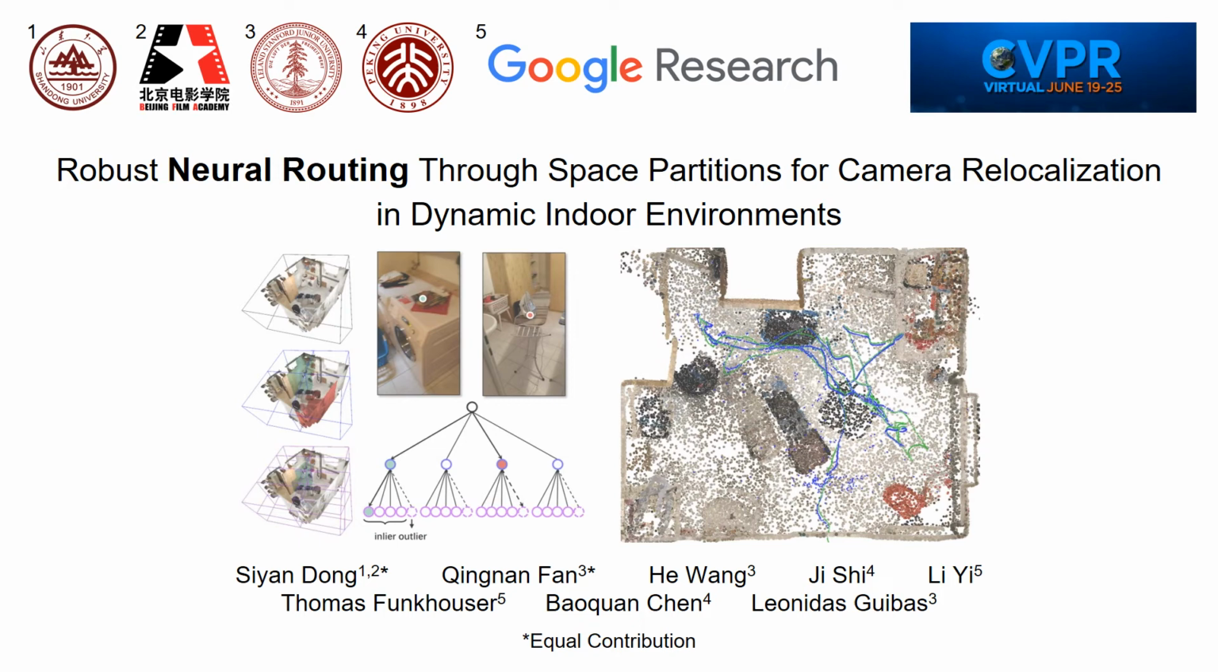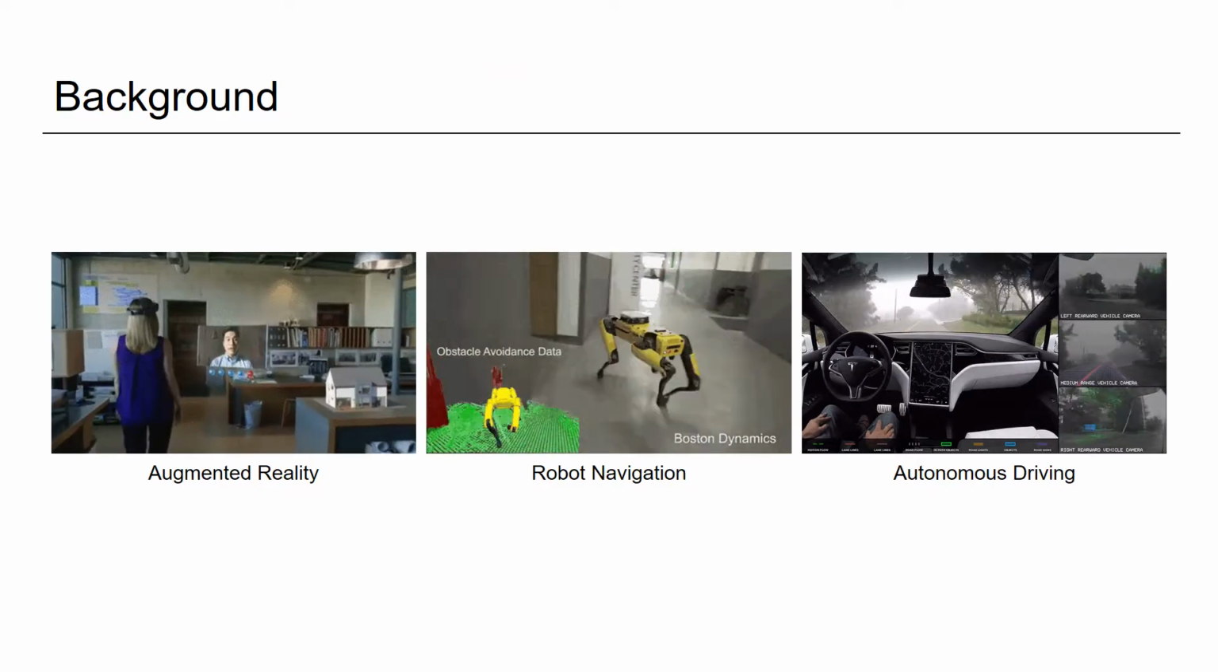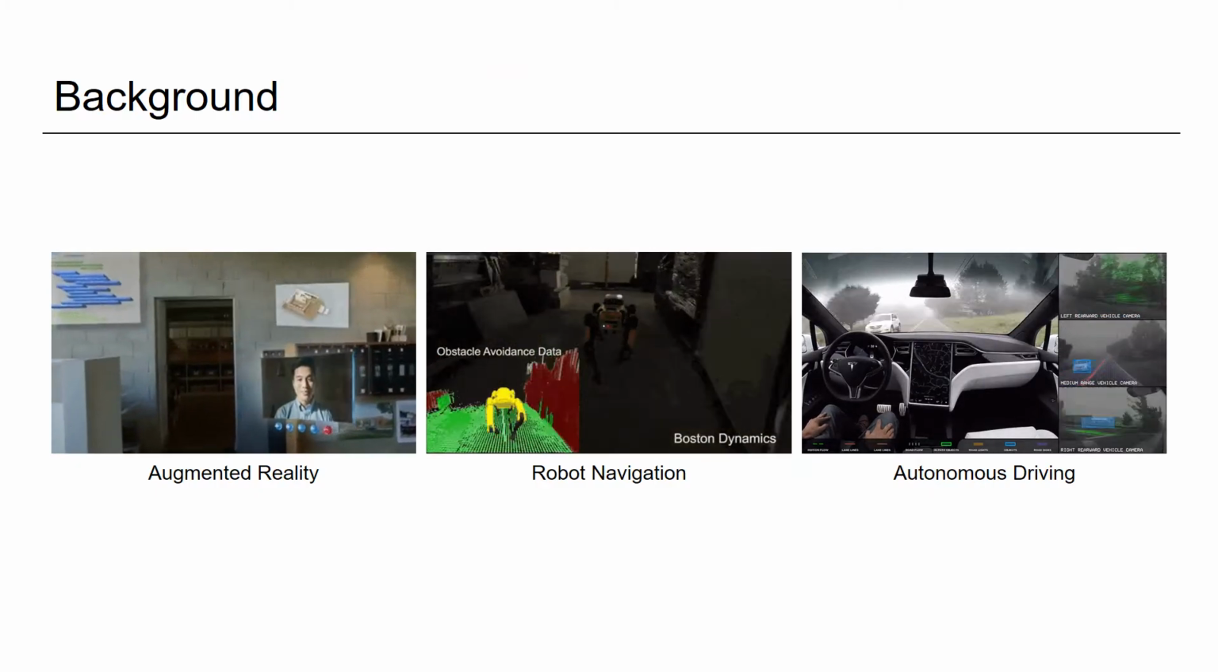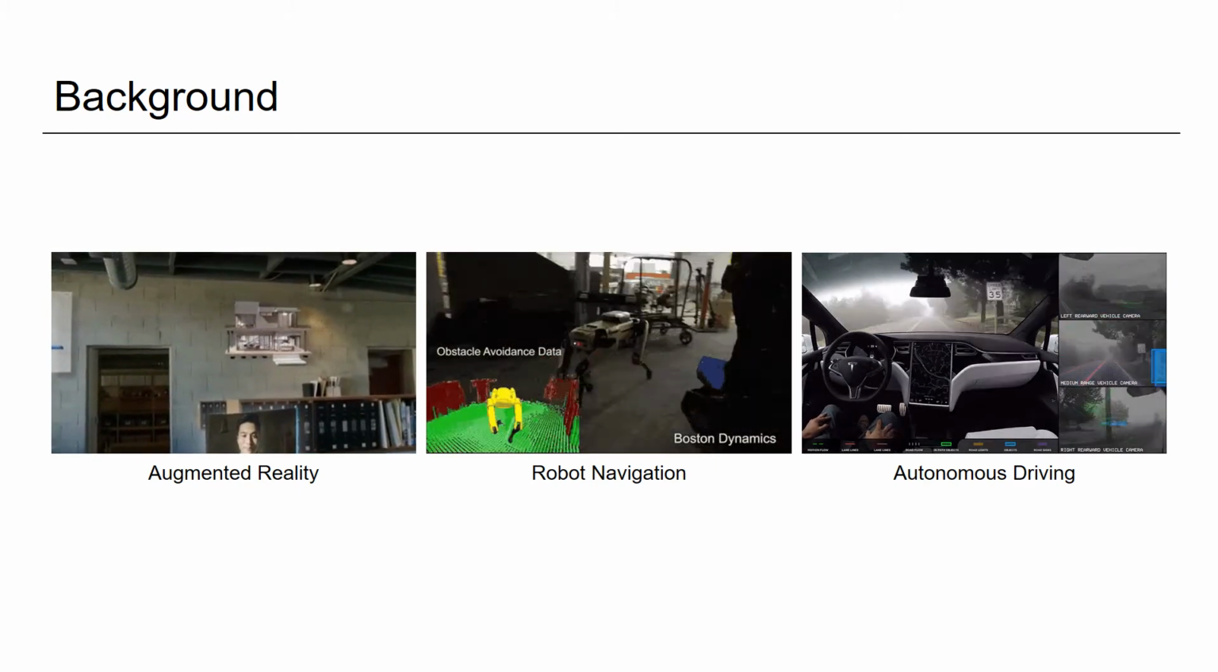This is a 5 minutes presentation of the paper, Robust Neural Routing Through Space Partitions for Camera Relocalization in Dynamic Indoor Environments. Camera relocalization is a fundamental problem in computer vision, graphics, and robotics.